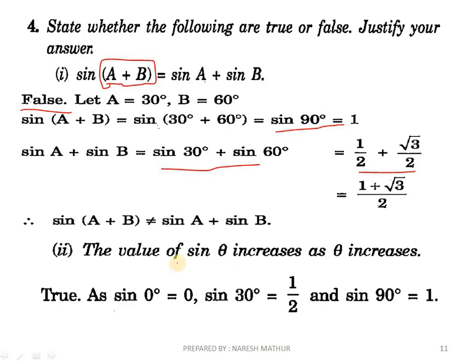The second statement is the value of sin theta increases as theta increases. Yes, how can we say that? Because sin 0 is 0, sin 30 is half, sin 45 is 1 by root 2 and sin 90 is 1. So we can see the value of sin theta is increasing with the theta.